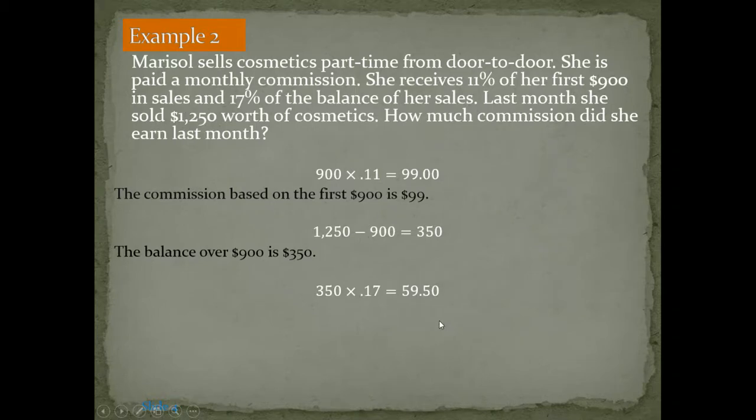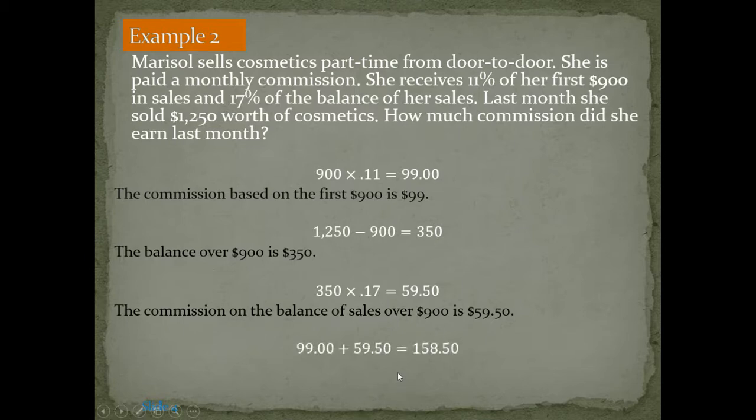So she got an extra $59.50 with that 17%. And again, that's the sales over $900. So we're going to add that to see how much she actually got for all those percentages. And she actually made $158.58 off of her commission. So she got paid, as well as she also made commission for selling the beauty products.